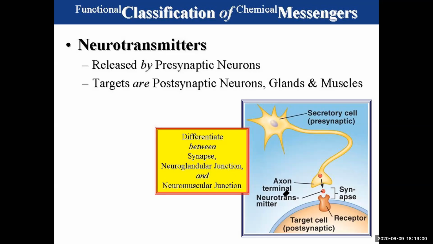So neurotransmitters are always released by a neuron. What changes is the cell on the other side of the microscopic space, right? If the interacting cell is a neuron, we call that microscopic space a synapse. If it's a muscle, we call it a neuromuscular junction. If it's a gland, we call that microscopic space a neuroglandular junction.